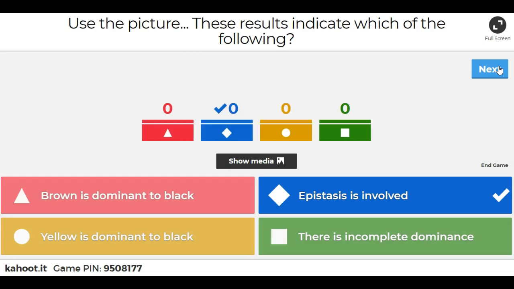All right, so this is epistasis. This is when one gene affects the role of another gene. So we're looking at one gene affecting how another gene behaves.